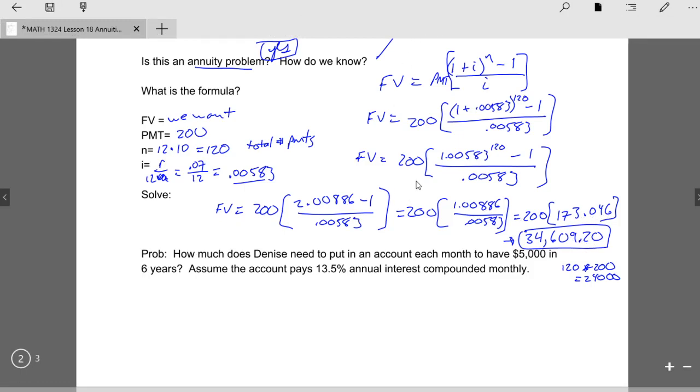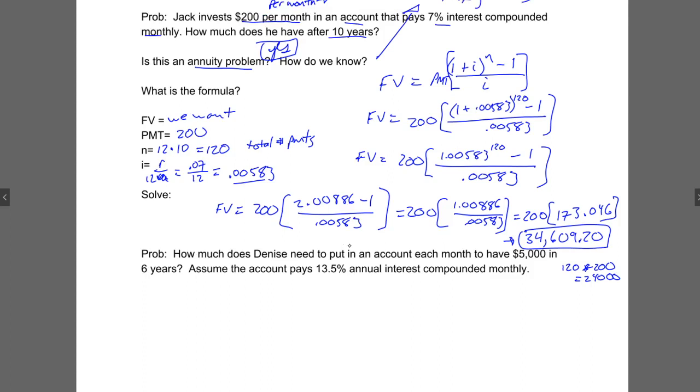All right, and then let's try another one. How much does Denise need to put in an account each month? So again, each month, that says annuity.